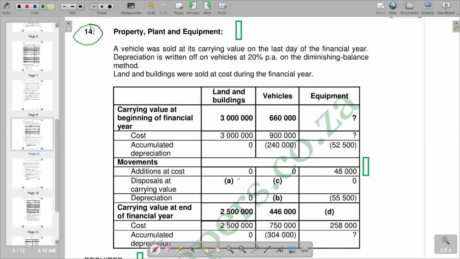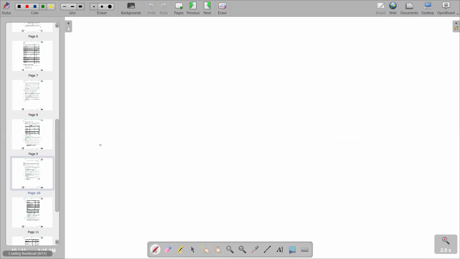And then we need to calculate the missing figures, A, B, C and D. Those are the missing figures that we want to calculate. So we start with A. A is the disposal at carrying value of land and buildings. So we are going to put out the formula first, and then we calculate the value for A.